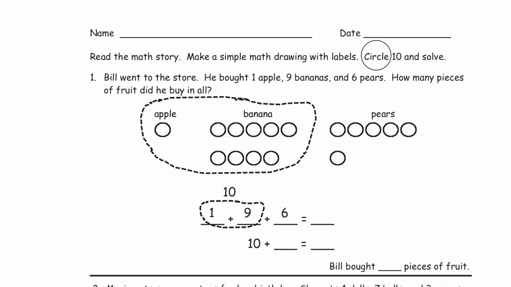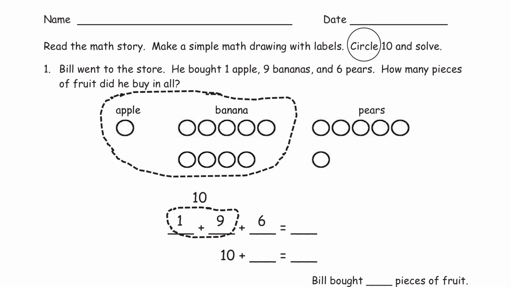So our first problem here reads that we're going to read the math story. So this is the math story. It's just the problem. Make a simple math drawing with labels. So the drawing means we're just going to make circles. And with labels, well, we're going to put what those drawings represent. We're going to circle 10 and solve. Oh, circling 10 is great. That's what we've been doing. And it also helps so we can go back and if we're not sure if something plus something equals 10, we can actually touch each thing with our pencil and count them to see if we did get 10.